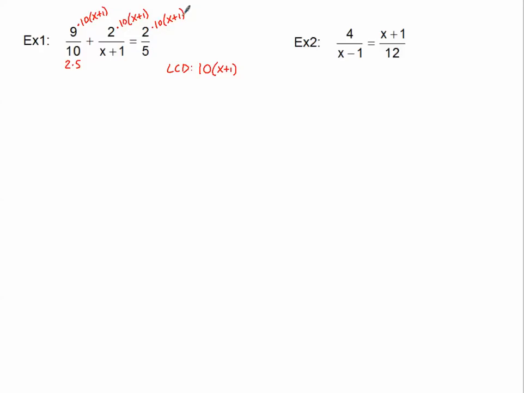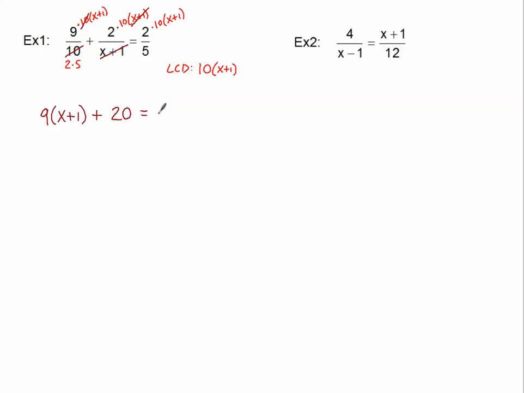Now what happens is this. My 10 will cancel away with this 10, one from the denominator with one from the numerator, and I'll be left with 9 and x plus 1. Then I see a big plus sign. In the second fraction, the x plus 1 factor will cancel away from that part of the LCD, and I'll be left with 2 times 10, which we know is 20, and then my equal sign.